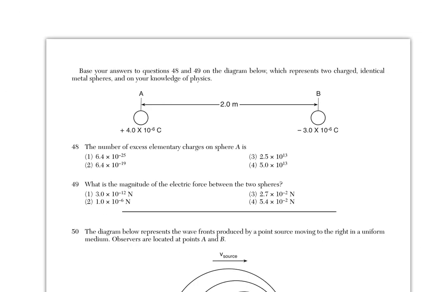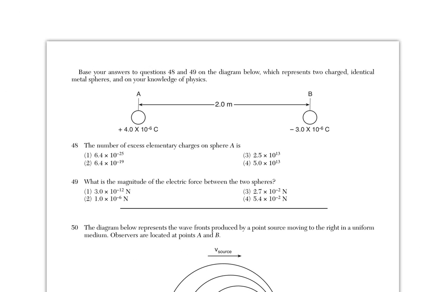Anyway, 48. 48 and 49 in the diagram below. Two charged identical metal spheres. What is the excess elementary charges on A? I know the charge in coulombs. I'm going to convert that to elementary charges. So I have 4 times 10 to the negative 6 coulombs. And I know that my conversion from page 1 of the reference table is that 1 elementary charge is 1.6 times 10 to the negative 19 coulombs.